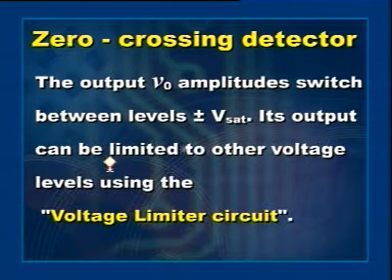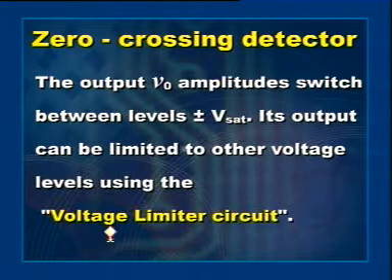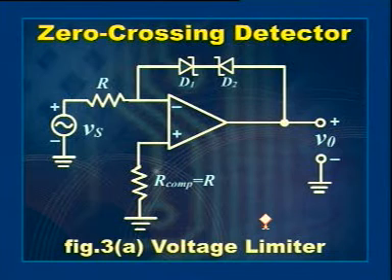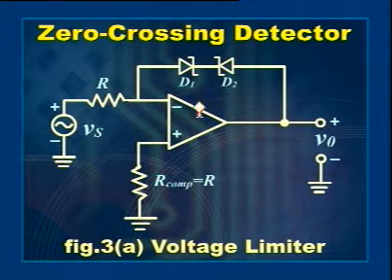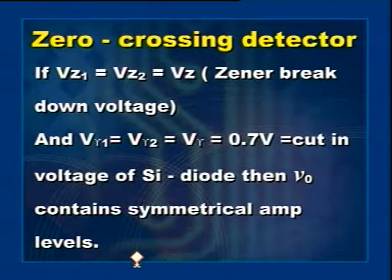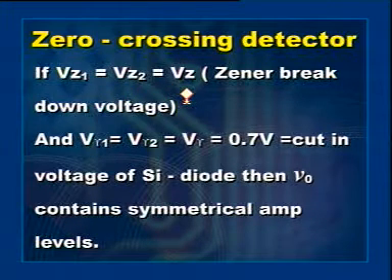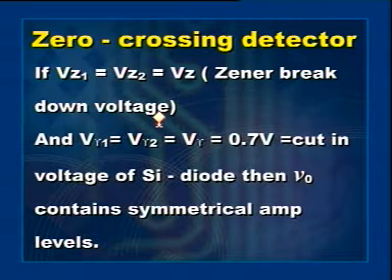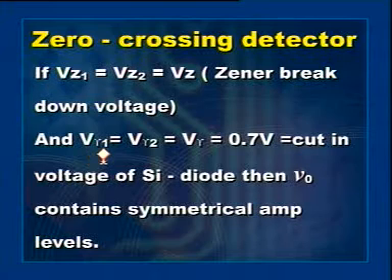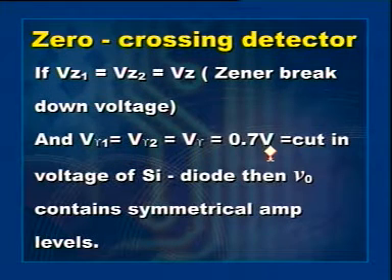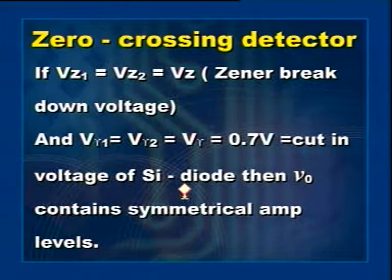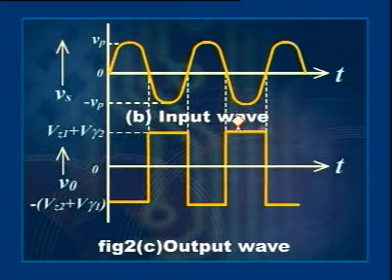Its output can be limited to other voltage levels using a voltage limiter circuit as shown in figure. Here two zener diodes D1 and D2 are used. If VZ1 equal to VZ2 equal to Vz, where VZ1 and VZ2 are the zener breakdown voltages of zener diodes D1 and D2 respectively, and if V gamma 1 equal to V gamma 2 equal to V gamma equal to 0.7 volts, that is the cut-in voltage of the silicon diode, we will get V naught containing symmetrical amplitude levels as shown in figure. It has one drawback.